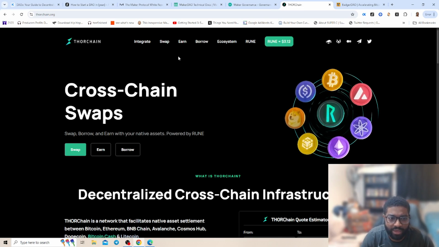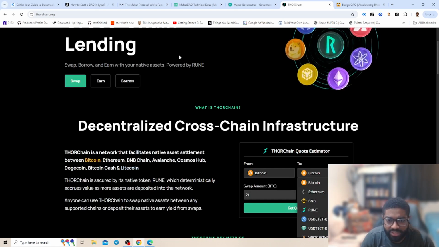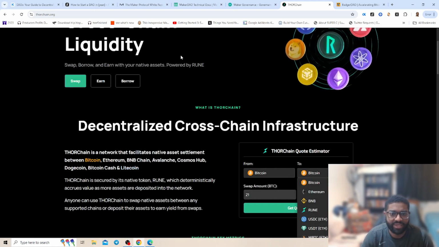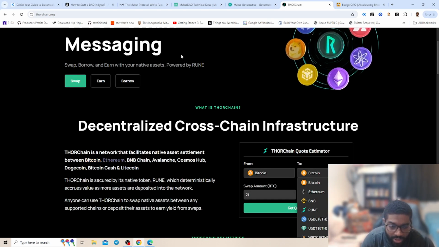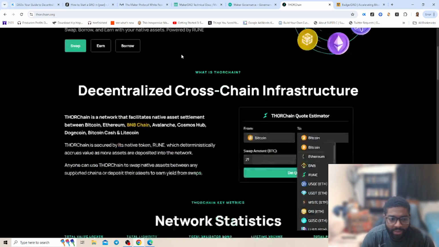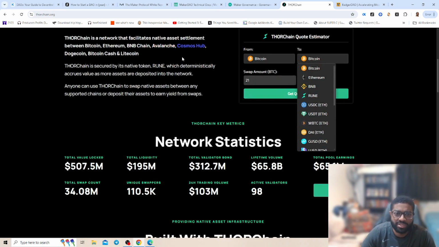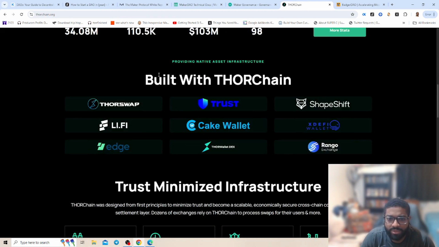Thorchain, cross-chain swaps. Swap, borrow, and earn your native assets powered by Rune. Decentralized cross-chain infrastructure. Thorchain is a network that facilitates native asset settlements between Bitcoin, Ethereum, Binance, Avalanche, Cosmos, Dogecoin, Bitcoin Cash, and Litecoin. Thorchain is secured by its native token Rune, which deterministically accrues value as more assets are deposited in the network. Anyone can use Thorchain to swap native assets between supported chains or deposit their assets to earn yields from swaps. They have the network statistics.